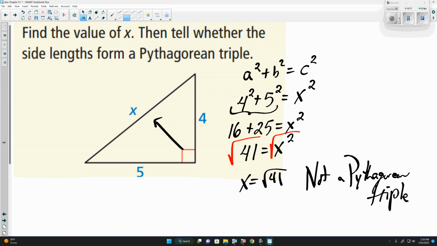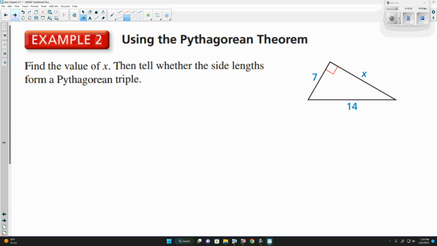Find the value of x, and then we'll determine if it's a Pythagorean triple. So a squared plus b squared is equal to c squared. Which one is going to take the place? Is x going to take the place of a, b, or c? B. It really doesn't matter if it's a or b. It's just going to have to be one of those two. A in this case is going to be 7, and c is 14.